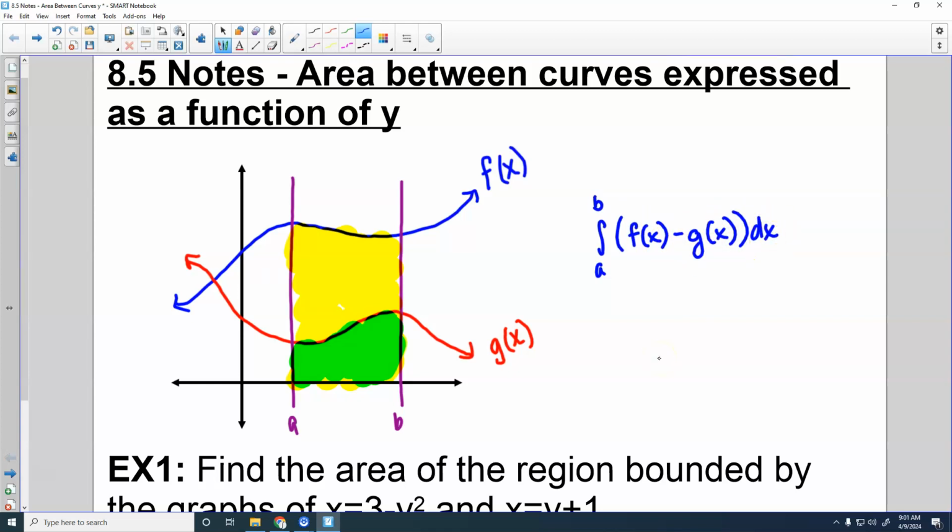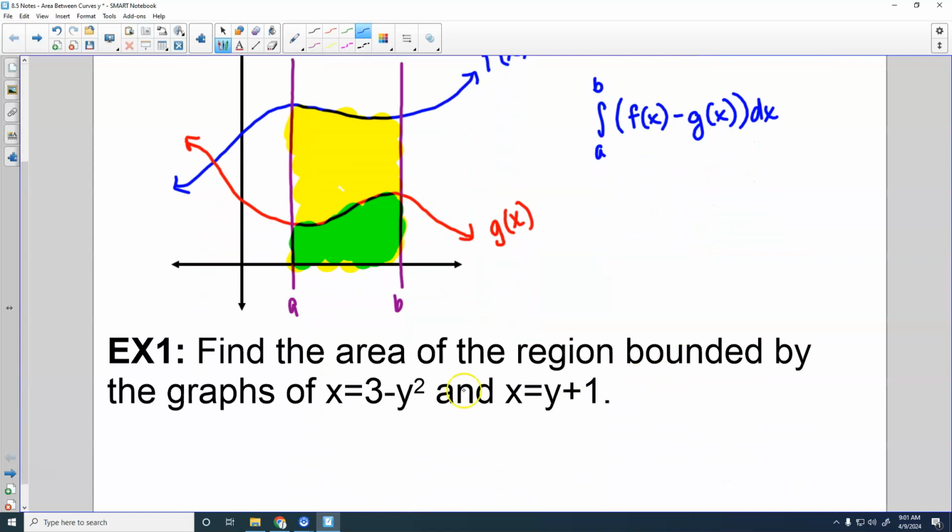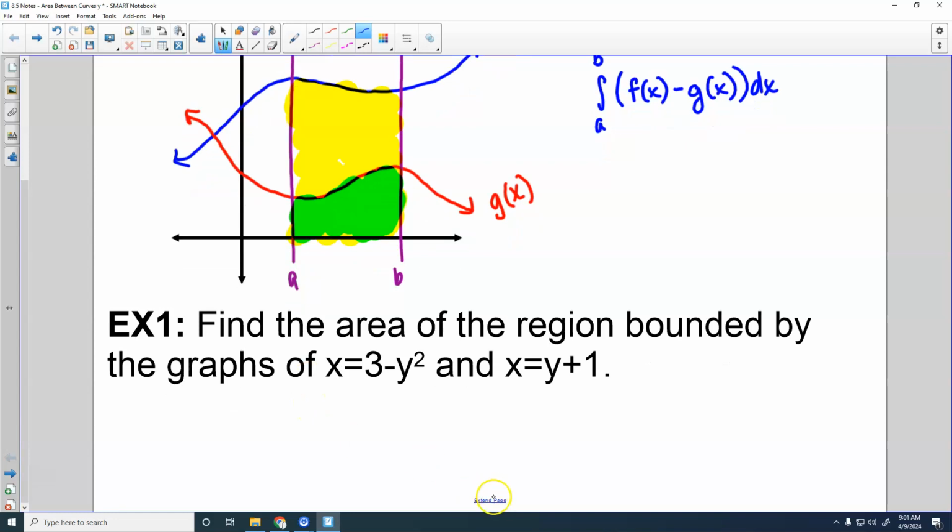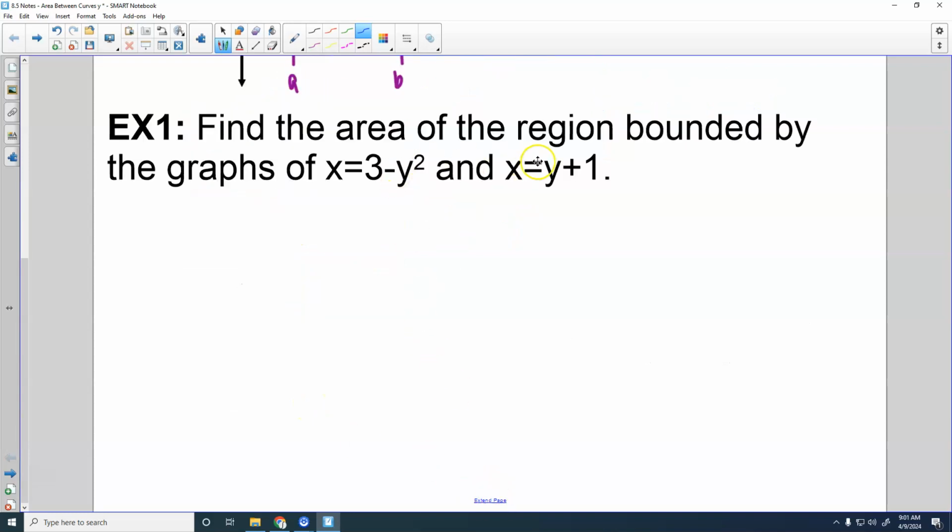dx. So what we're going to do different today is we're going to be given equations that are not solved for y, they're solved for x instead. Okay, so let's look at example 1 here. We are supposed to find the area of the region bounded by the graphs of x equals 3 minus y squared and x equals y plus 1.